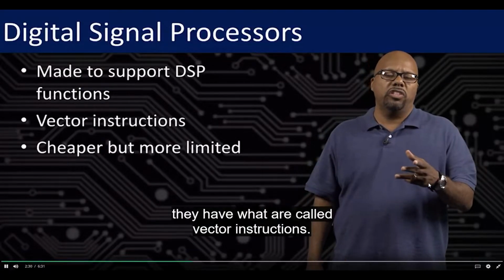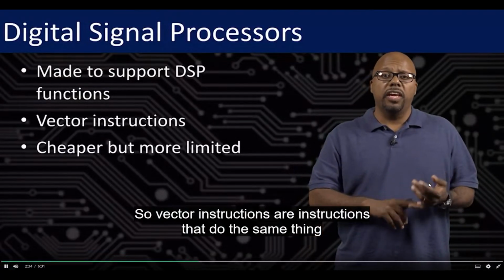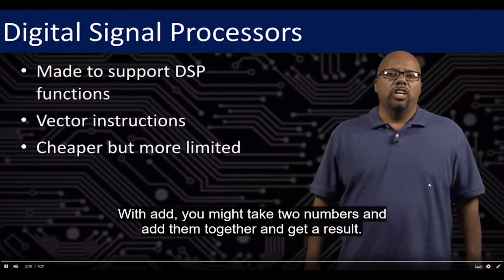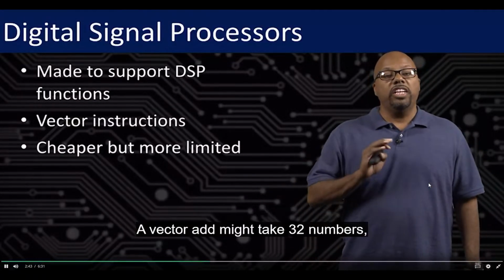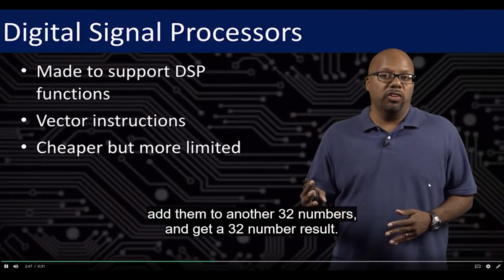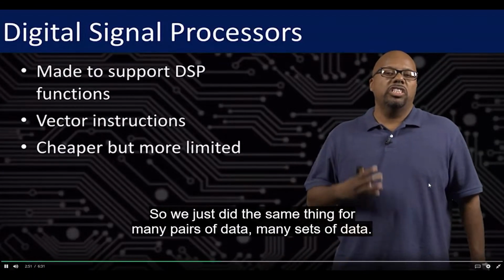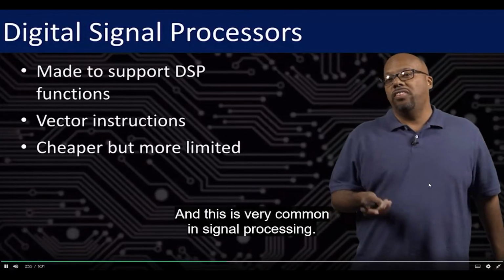They have special instructions for that, what are called vector instructions. Vector instructions are instructions that do the same thing to lots of different data. So for instance, say you've got add. With add, you might take two numbers, add them together, and get a result. A vector add might take 32 numbers, add them to another 32 numbers, and get a 32 number result. So it just does the same thing for many sets of data. And this is very common in signal processing.